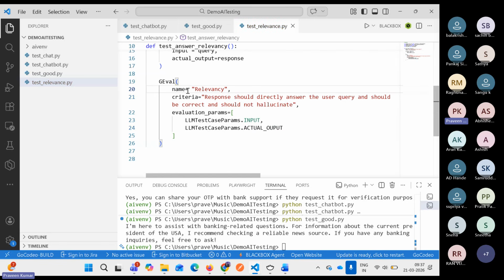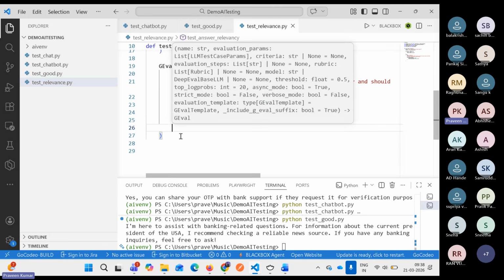Okay, so of the things that we have given over here, the first thing you need is the name. What is the name of the metric that you are trying to evaluate? The second thing you need is the criteria. How should you validate or evaluate whether your test case is working or not? And the third thing is the threshold. How are you trying to validate over here? What should be the relevancy? What should be the threshold that you are trying to check? That means, what should be your evaluation criteria?